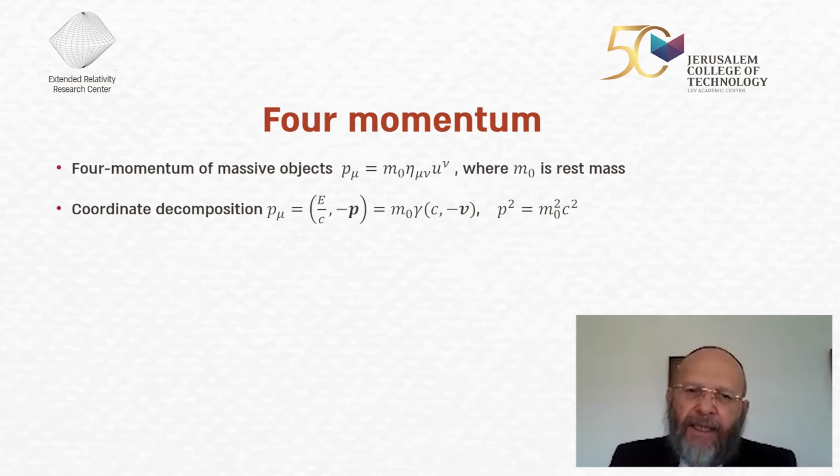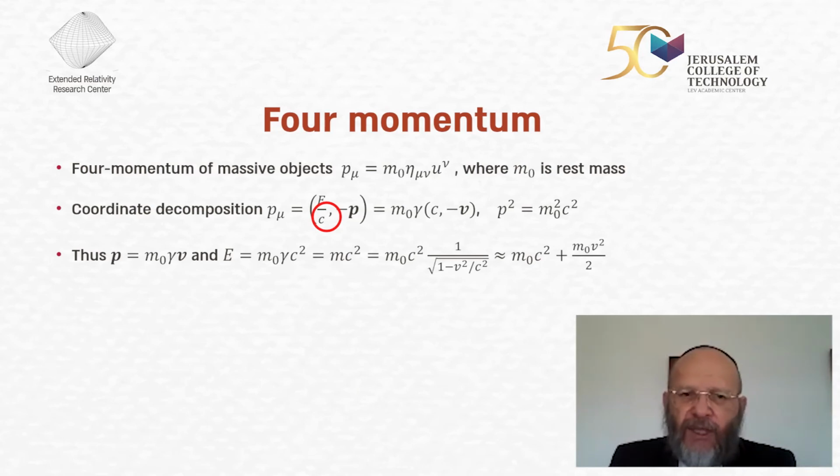Now, why is this the justification? Why is it energy? So let's write down what it is. We know the vector part is m0 gamma v from here. What do we get for E? For E, c will go here, and we get m0 c squared gamma. And this is called in the literature mc squared, the famous formula of Einstein, E equals mc squared. But you have to remember the m there is not the mass of the object, it is m0 gamma.